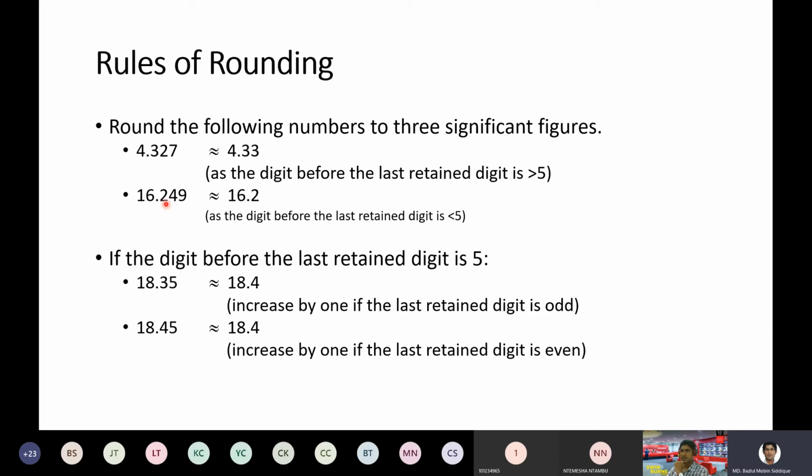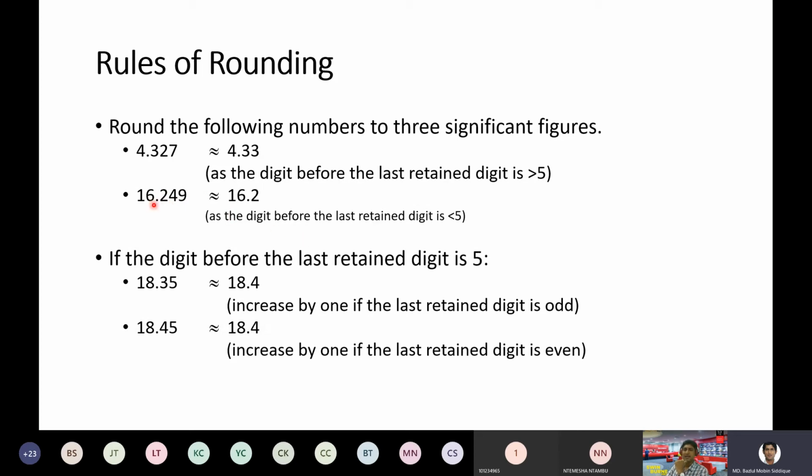Here in this case, 16.249, if I had to express it in, sorry, no, in 4 significant figures, because this 16.2 is expressed in 3 significant figures. If I had to express it in 4 significant figures, what I would do is 16.25. I would just round up, because the 9 after the 4 is more than 5, so I would just round up to 2.5.